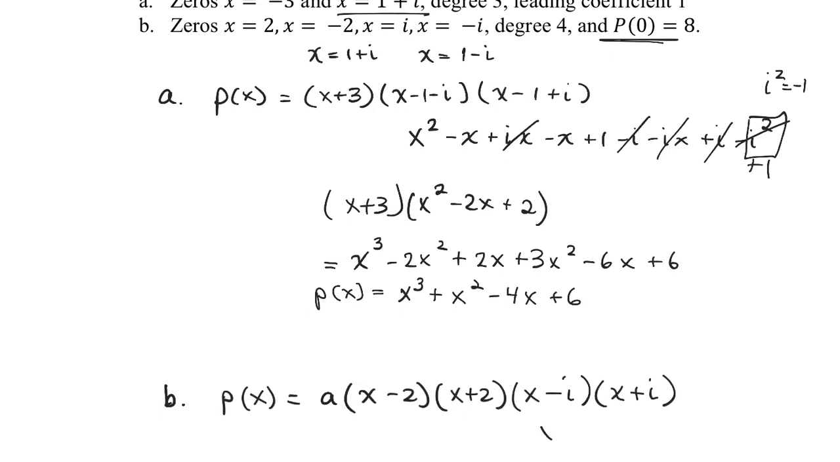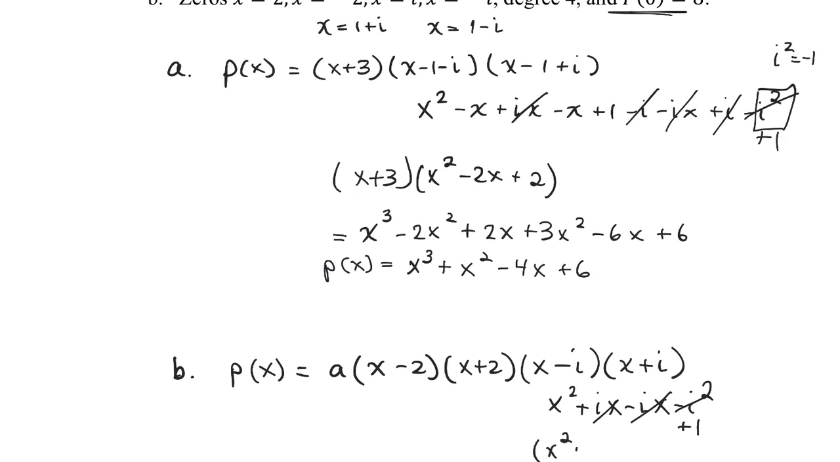If you multiply those together, you're going to have x squared plus ix minus i squared. So the ix and the negative ix cancel out. Minus i squared is really plus 1. So that's x squared plus 1. If we multiply the x minus 2 and the x plus 2, that's x squared minus 4. And then we still have the a in front. So we're getting closer.